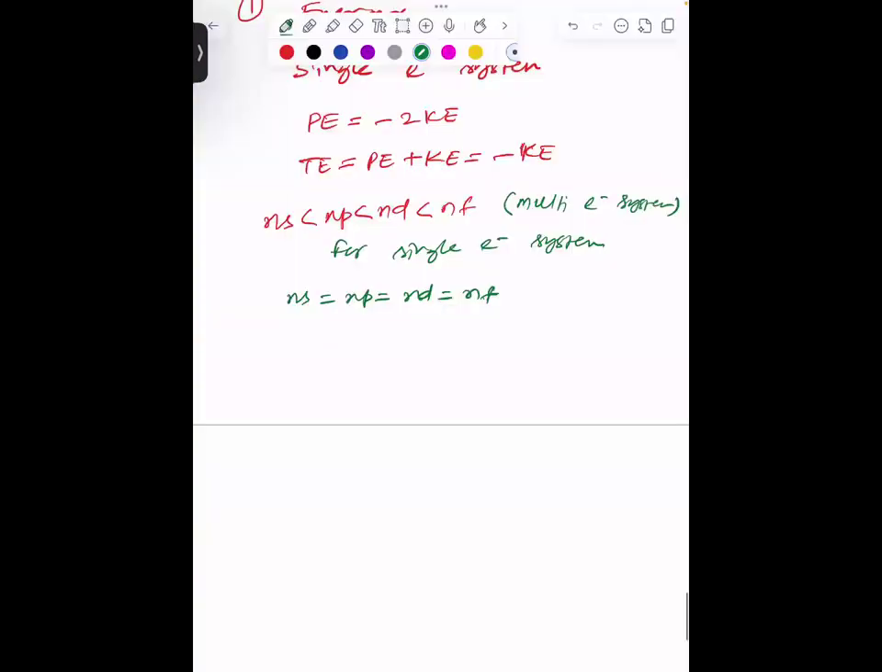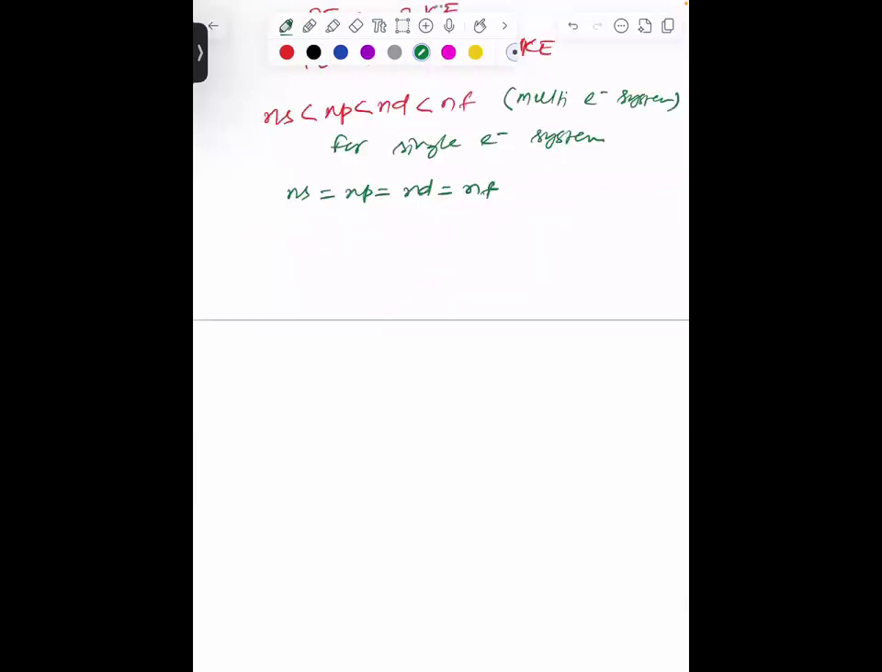Now come to the discussion of question number 1. In question number 1, it is given that the radius of Bohr's first orbit of hydrogen atom is 0.053 nanometer. So what is the formula of Rn? Rn is 0.529 n square upon Z angstrom.